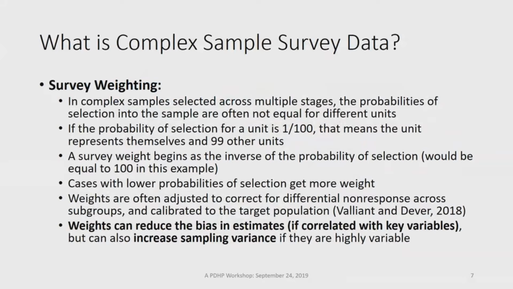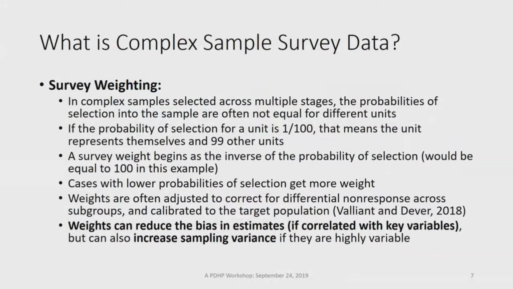So a survey weight begins as the inverse of that probability of selection. So every single unit in the population in a probability sample, you can write down their probability of selection. Okay, you hear these terms, probability sampling, non-probability sampling. In a probability sample, we can write down a non-zero probability of selection for every single unit in the population.